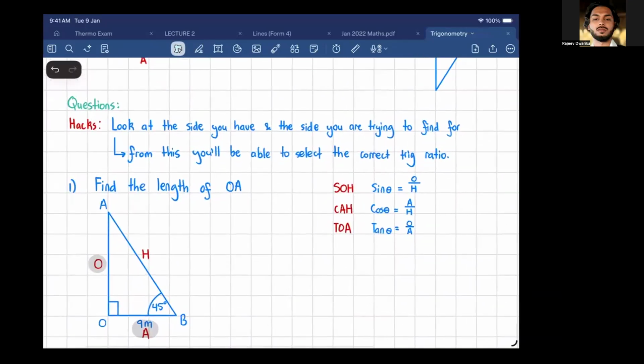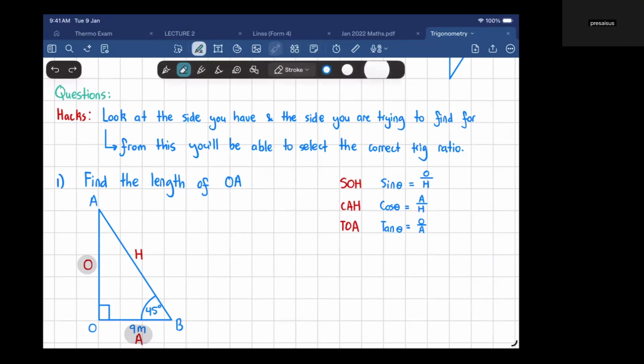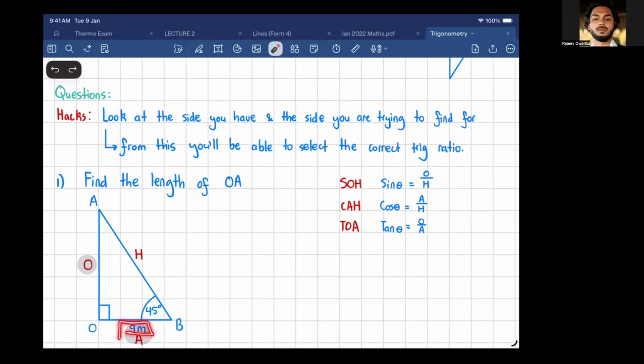Tan. All right, so I'll go over that one more time. Look at how I selected it. I selected it based on the side we had and the side we were trying to find. So Perseus, in this question, what length did we have? No, we didn't have the length tan. A length would be like in meters or something. We only have the 9 m for OB. Yeah, that's our length. 9 meters, that's our length.